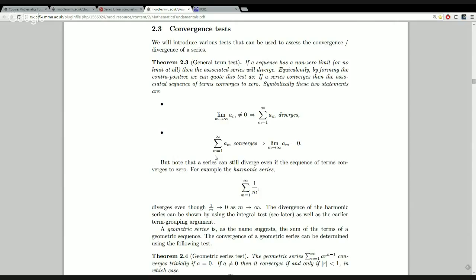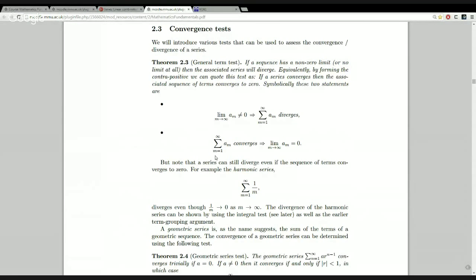So how do we record what kind of firm general results we can drag out of those observations? Well, this is theorem 2.3, which is the general term test. It's got two equivalent presentations there. We'll assume we're looking at the sum of this A series, A1 plus A2 and so on. So there's two ways to phrase it.